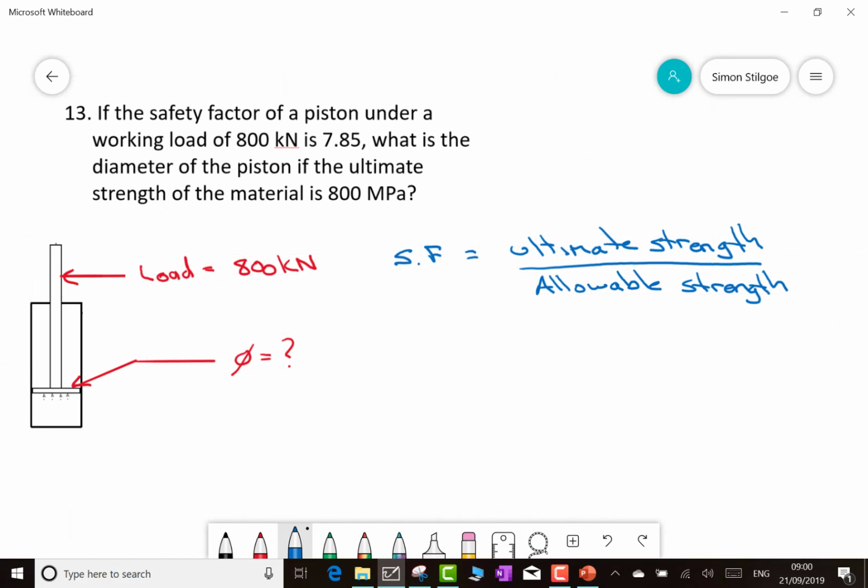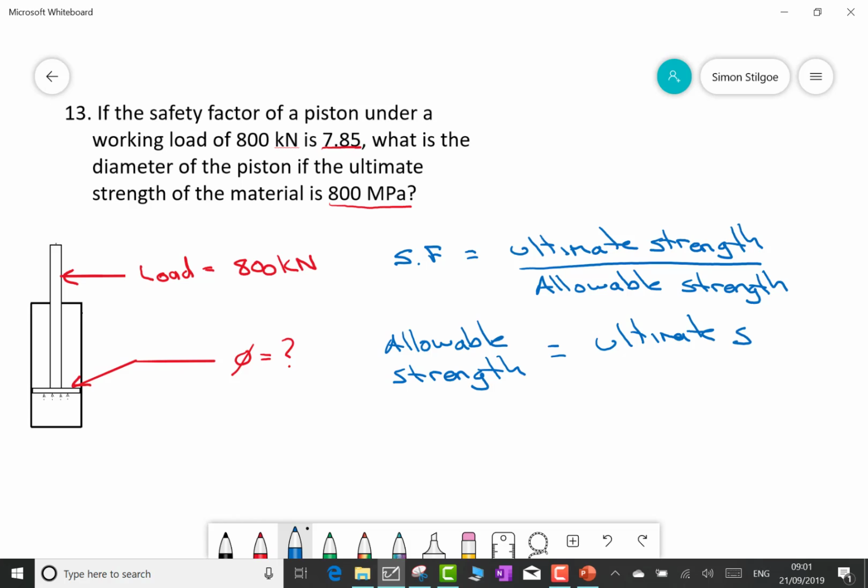Now, with regards to that, the next thing I want to do is rearrange this formula to find the thing that I don't know. In the question, you can see that they've given me the safety factor, that's 7.85, and I've also got the ultimate strength of the material, that's 800 megapascals. So the one thing I don't know in my equation over here is the allowable strength. If I rearrange it, I get my allowable strength will be equal to my ultimate strength and then divide that by my safety factor.